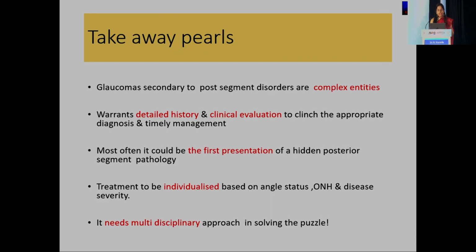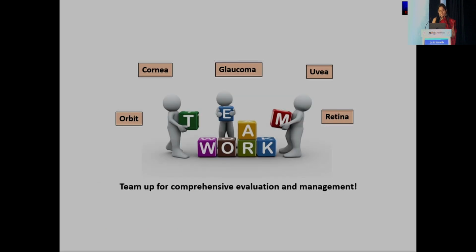So I would like to conclude by saying that glaucomas secondary to posterior segment disorders are complex entities. They warrant a detailed history and clinical evaluation to clinch the appropriate diagnosis and timely management. Most often, it could be the first presentation of a hidden posterior segment pathology. Treatment should be individualized based on the angle status, optic nerve head, and disease severity. It needs a multidisciplinary approach in solving this puzzle. So it is a team effort involving multiple departments. Thank you for your patient hearing.